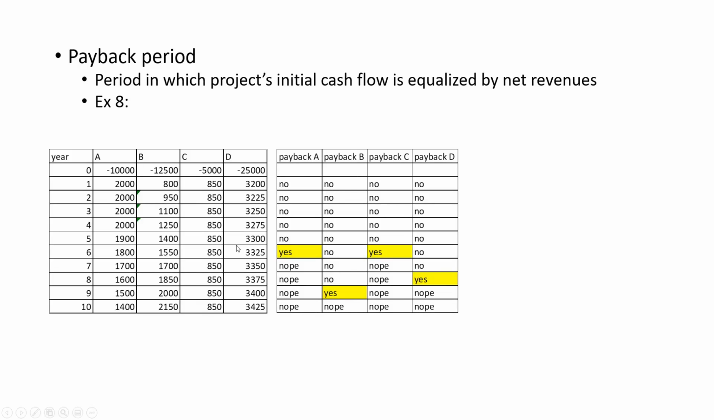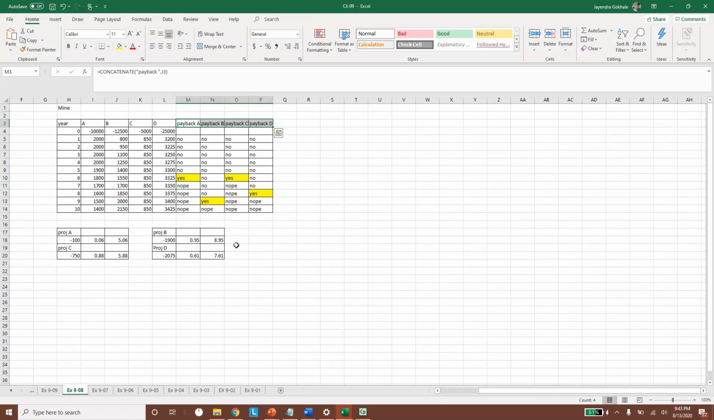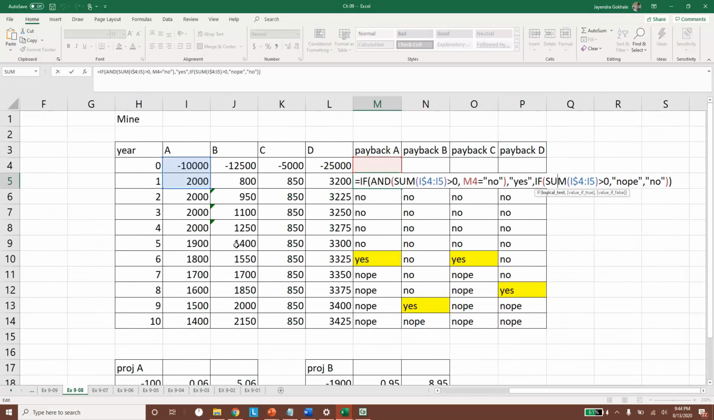So we find out the payback period using a formula. Let's see the formula. Here we go. What we use is a formula like this: an IF function within an IF, and the sum of I4 through I5. So I4, the 4 is fixed, and if the sum till now is greater than 0 and M4 is a no, and if the previous cell is a no, then we say yes. Else, if it is still greater than 0 and it was not a no, that means it was a yes, then it will not say no, it's just going to say nope, else no.